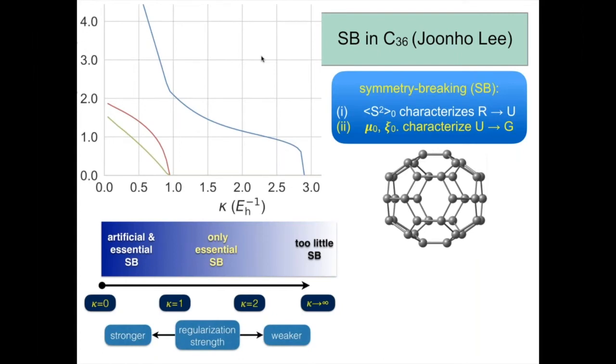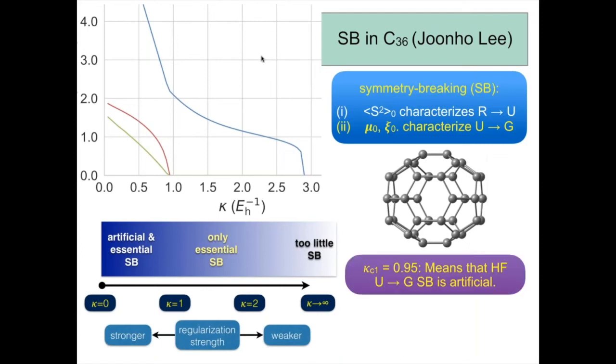So the blue curve that indicates the value of S squared, we have to go all the way towards very weak regularization, that is large values of kappa, much bigger than the 1.45 that we recommend, in order to get the orbitals of C36 to pair back up and become restricted. On the other hand, weak regularization is enough to get rid of the complex general character, that's the red and the green curves, that vanishes at a very strong regularizer of 1.